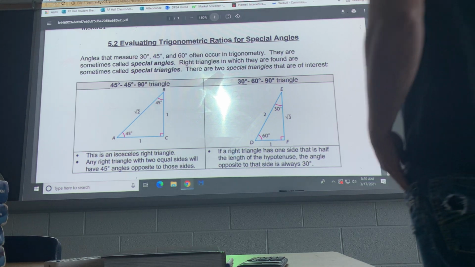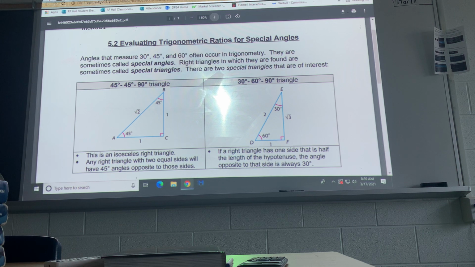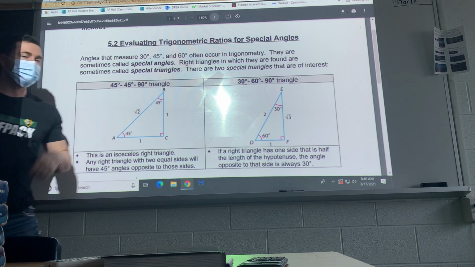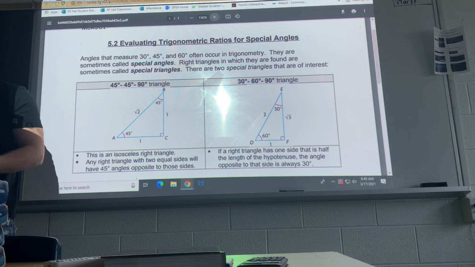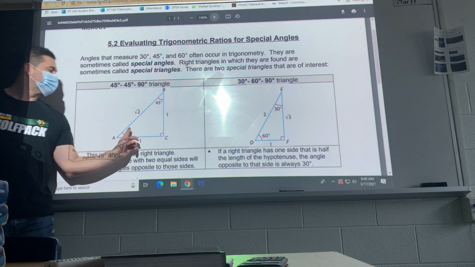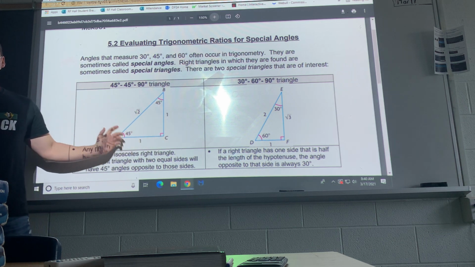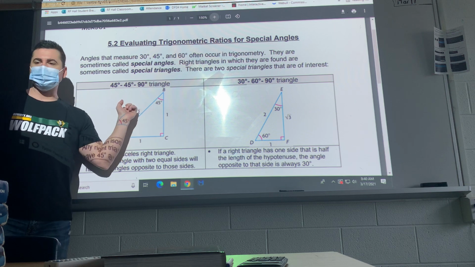All right, so today we're looking at 5.2, evaluating trigonometric ratios for special angles. We're looking at two common triangles that we often come by. So we have the 45, 45, 90. Then we have our sides 1, 1, and root 2.